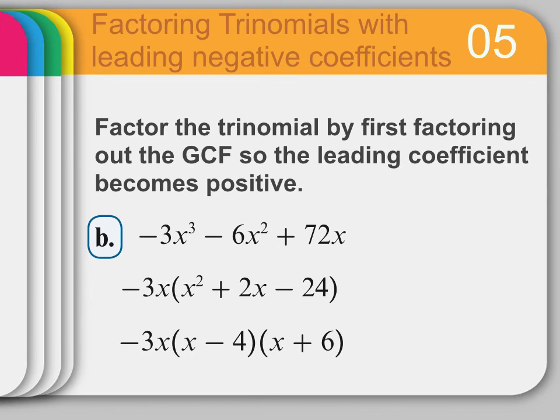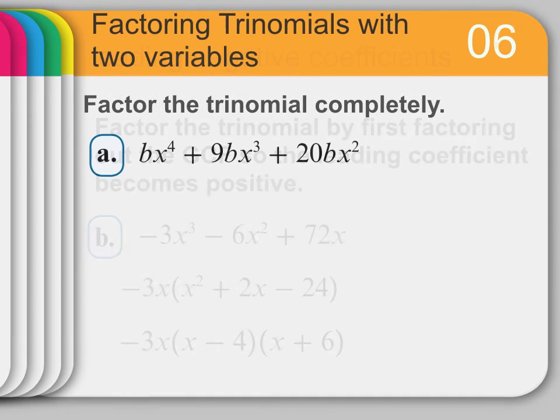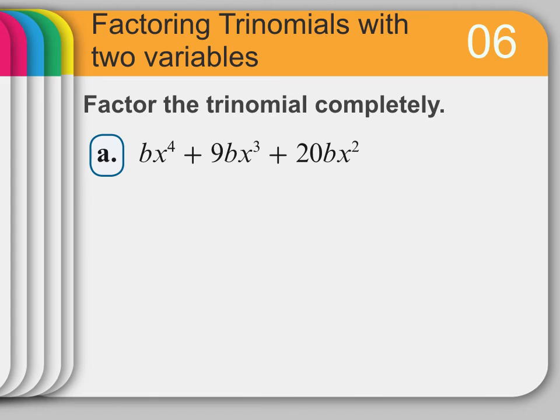Okay, one last example. To factor this trinomial completely, we want to first look at the way it's set up. We have x to the 4th, then x to the 3rd, then x to the 2nd. So it's set up in standard form, but each term has an x squared, which can be factored out, and a b. So let's factor out the bx squared. Now notice the trinomial can be factored into x plus 4 times x plus 5.